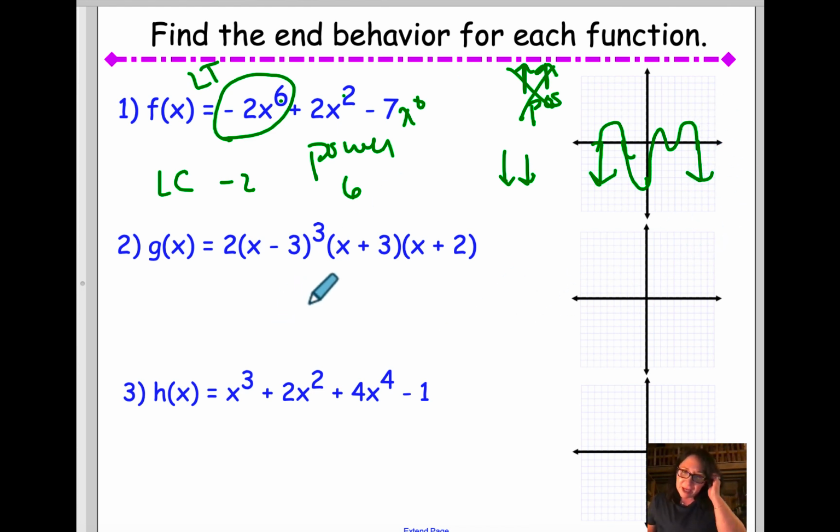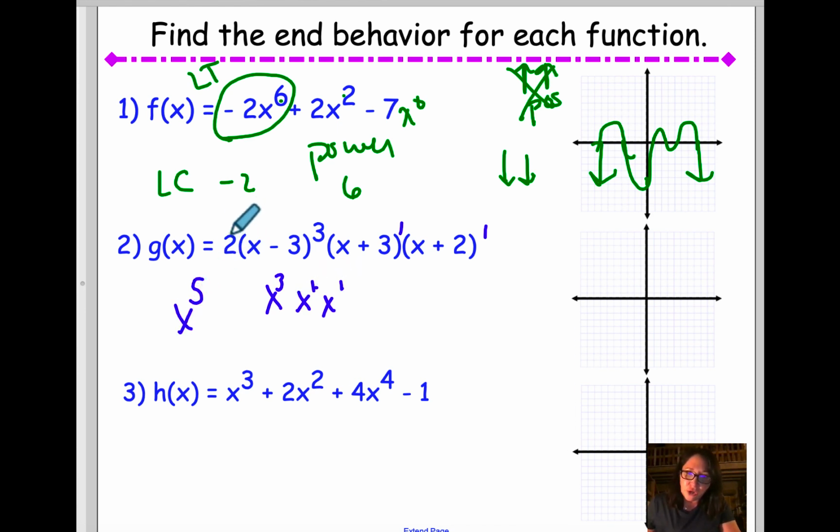For this problem here, you've got to multiply these out. This is an x cubed. This is an x to the 1. This is an x to the 1. So that's going to be 3, 4, 5. That's an x to the 5th power.